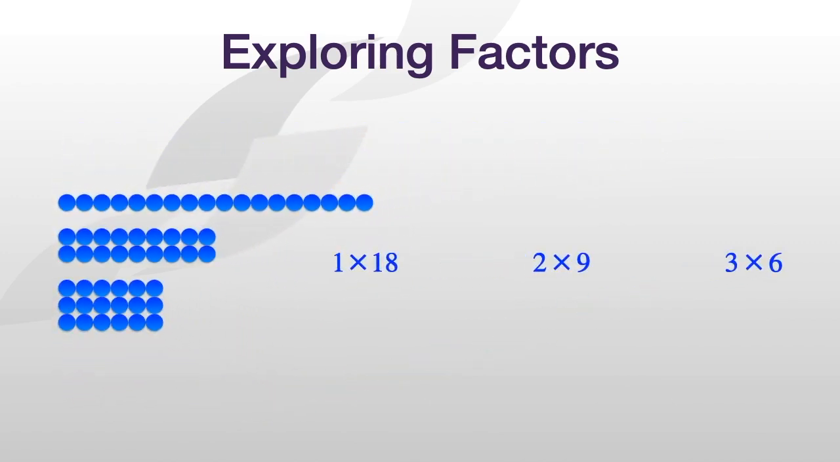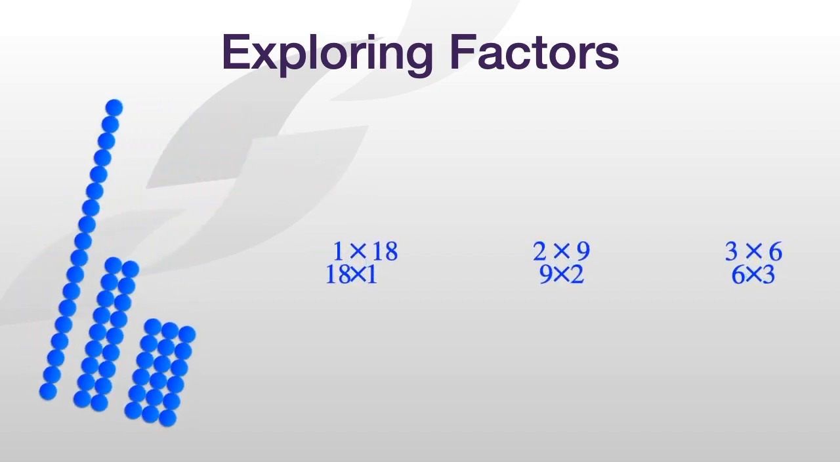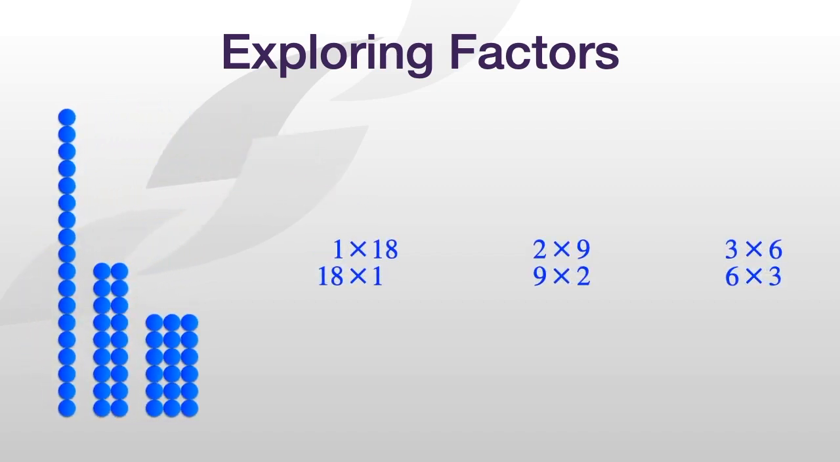Changing the orientation of these 3 arrays creates 3 more. 1 row of 18 becomes 18 rows of 1. A 2 by 9 array becomes a 9 by 2 array. 3 rows and 6 columns become 6 columns and 3 rows. However, rotating the arrays did not introduce new numbers. It only reversed the order in which they are written in each expression.